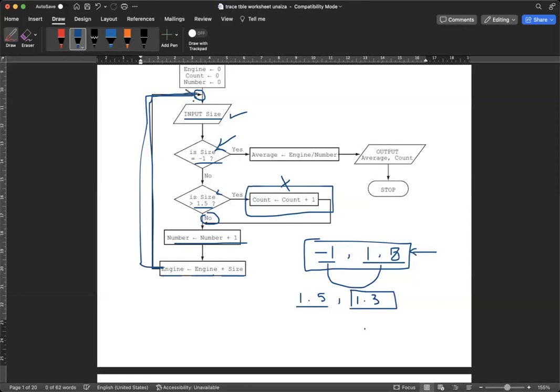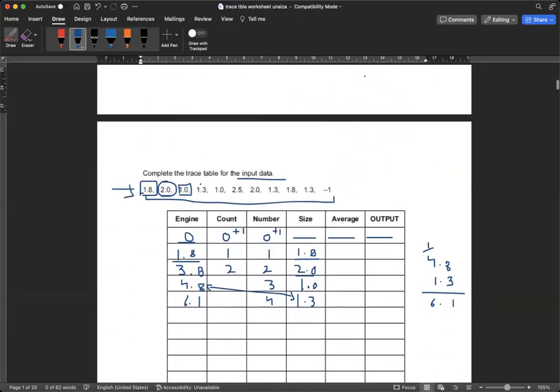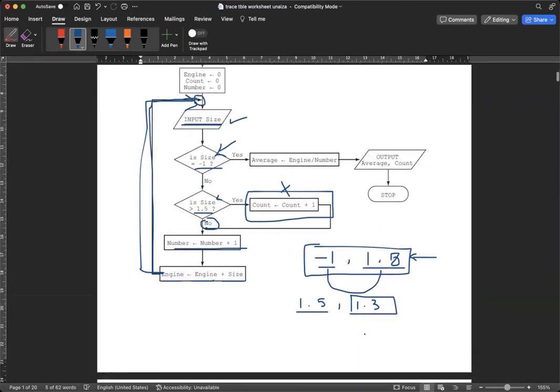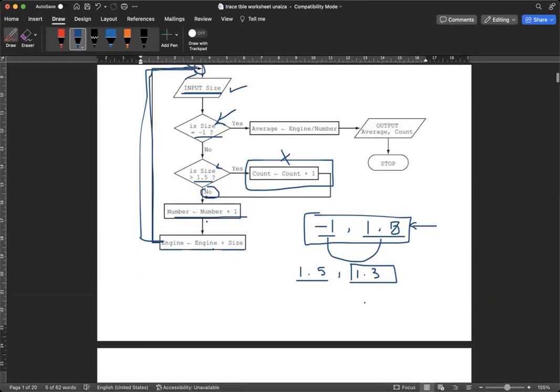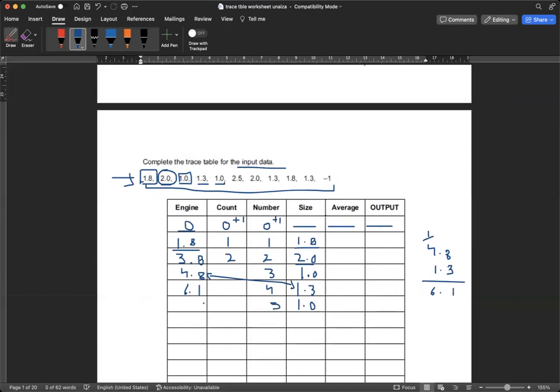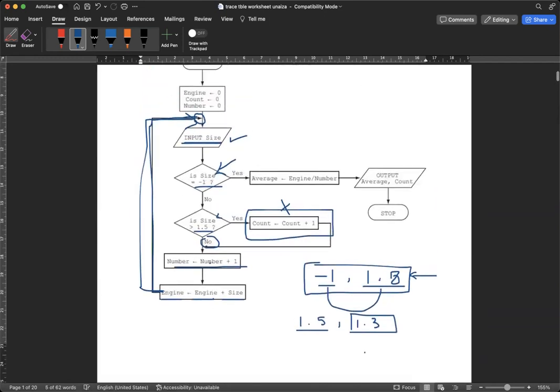Back again. What do we have to do next? Input size. What is the next size? 1.0. Okay, so what do we have to do? Let's copy again. Is size equal to minus 1? No. Is size greater than 1.5? No. So number is equal to number plus 1. 6.1 plus 1, 7.1. Okay, next stage.